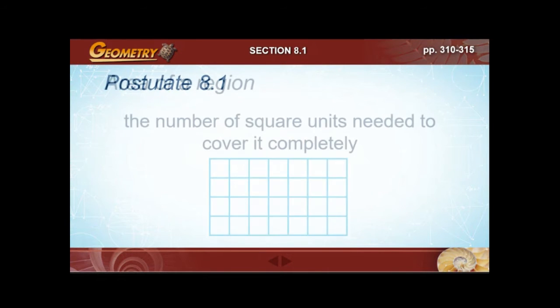So let's define the area of a region. It is the number of square units needed to cover that region completely. And so this is the same rectangle that we had in the previous slide. So the square units needed to cover this area is 28 square units. Now just a note, that can be written 28 square units, or it can be written as 28 units squared. Okay, that means the same thing.